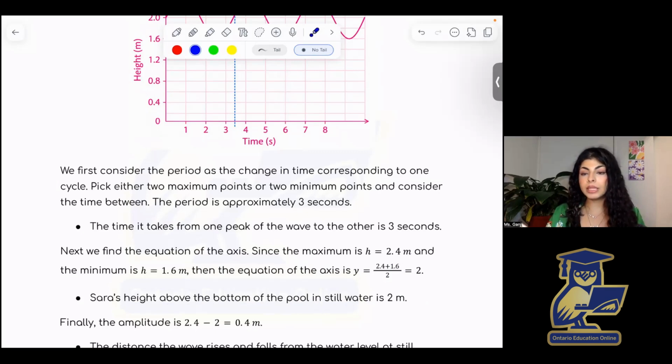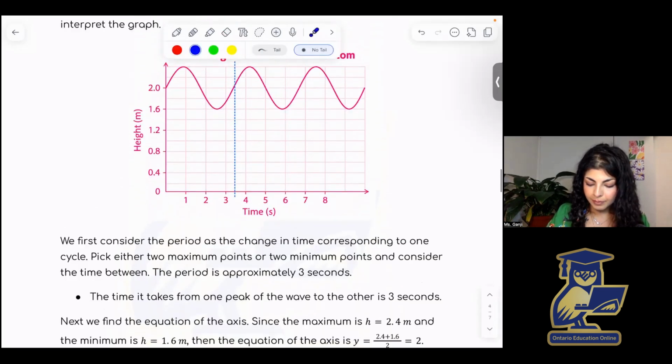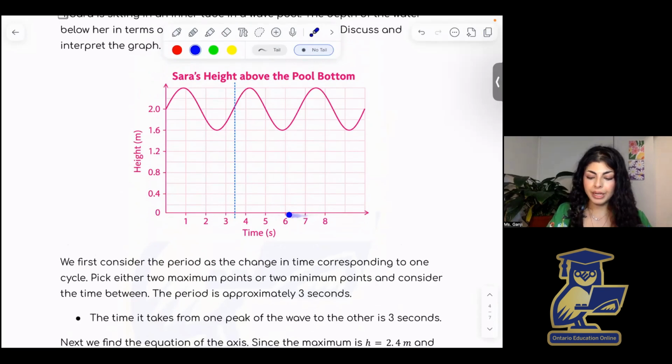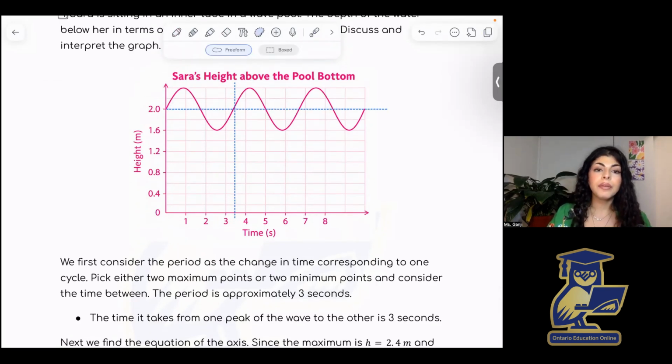So after a wave comes and then it goes, at the point where there's no wave, and Sarah is sitting still in the tube, her height from the bottom of the pool is 2 meters. So consider this is the bottom of the pool. This is actually the equation of the axis right over here. So if there were no waves, Sarah would be just sitting on this line at 2 meters above the ground.